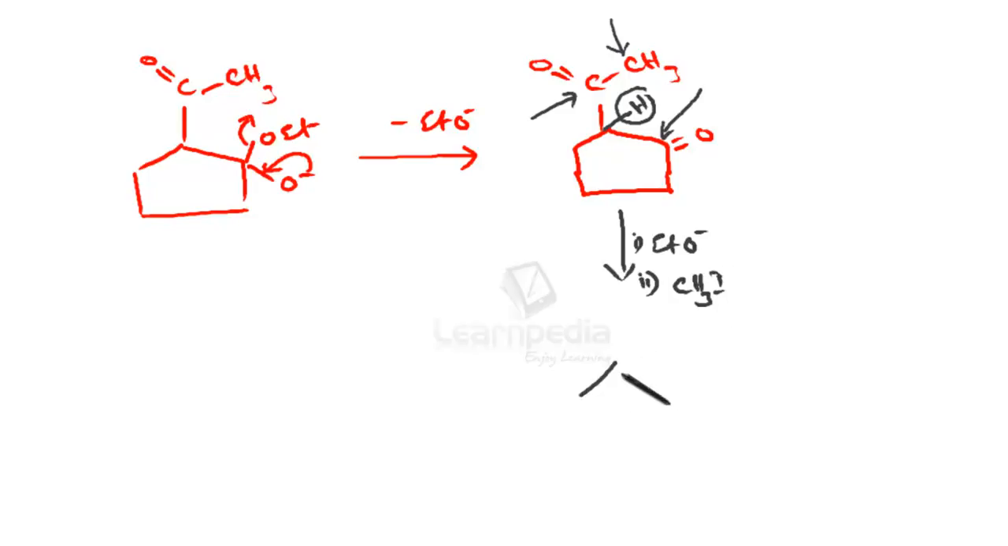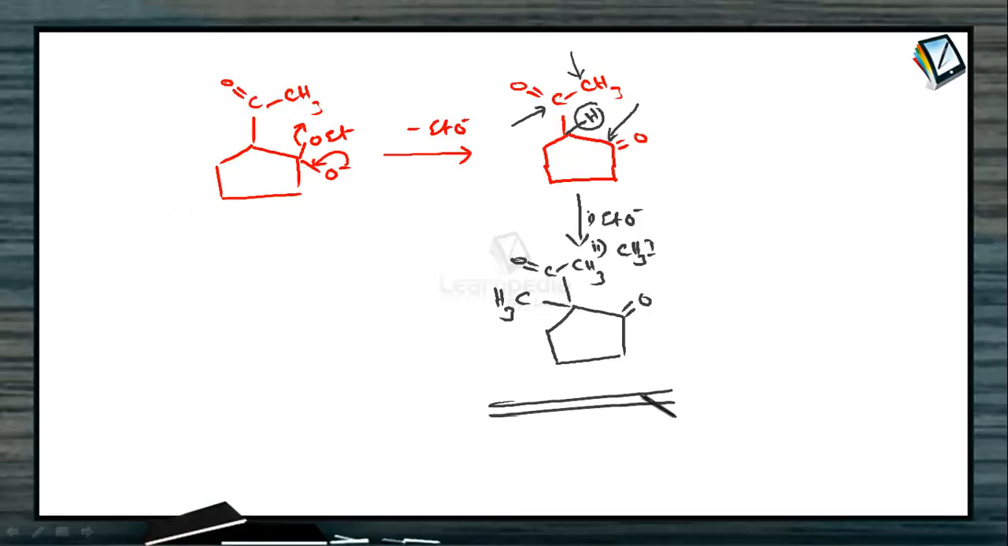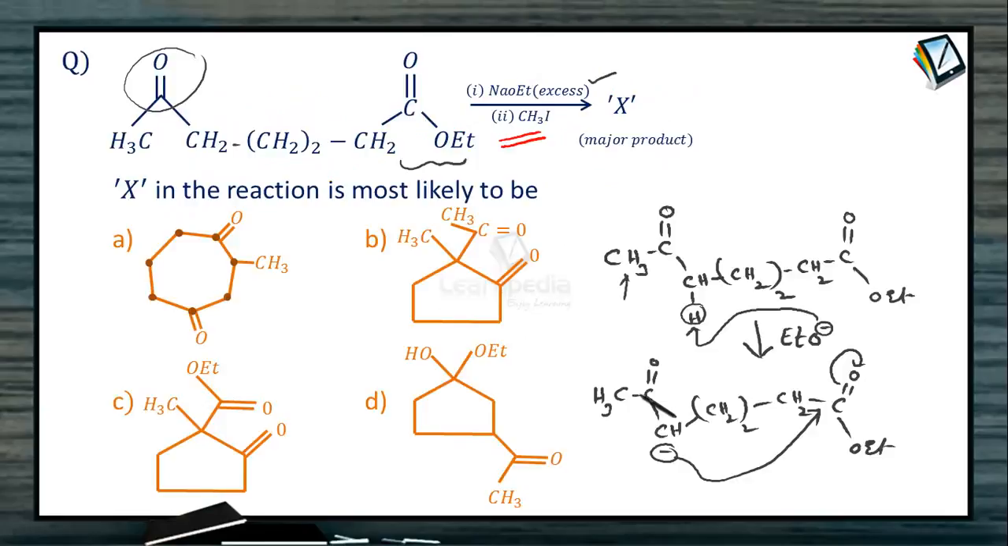So thereby the product of the reaction now becomes, this part will remain the same, and here is the C double bond O, CH3 as it is, and here one methyl group is substituted. So thus the product of the reaction is this. Now when we observe the answers, in one option a 7-membered ring is formed, and the remaining are all 5-membered rings.